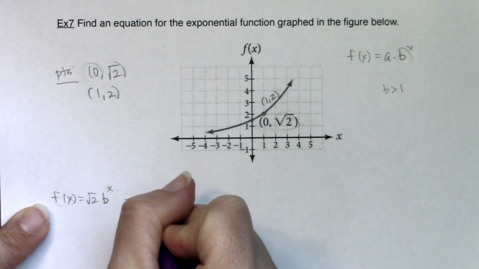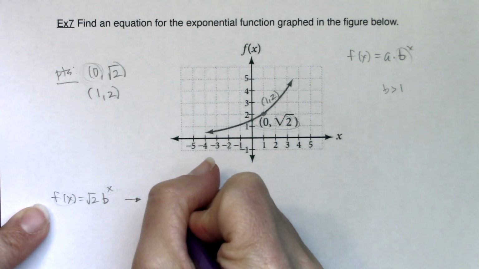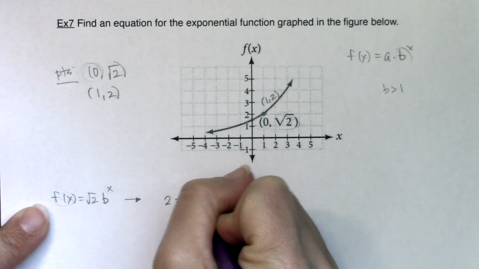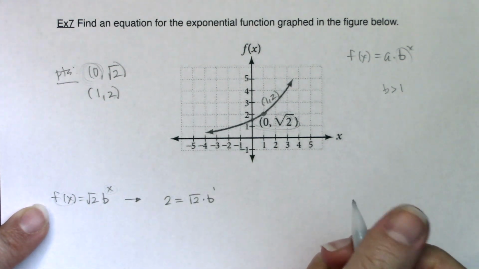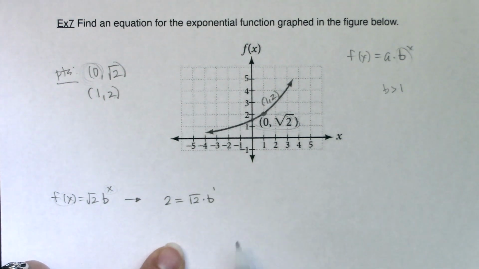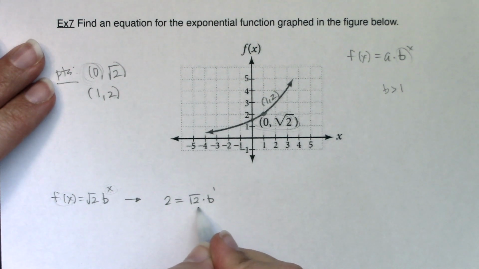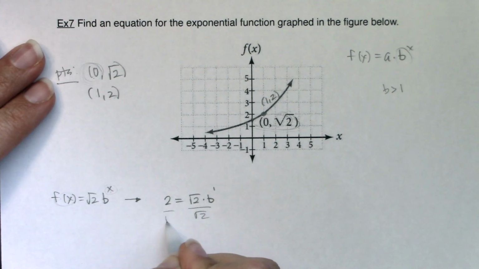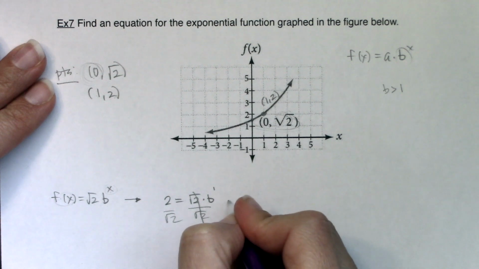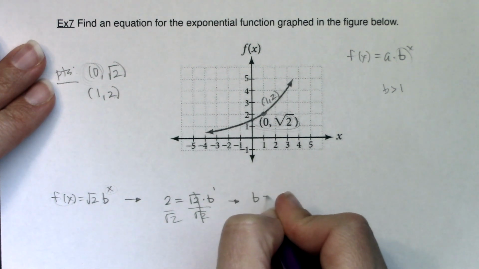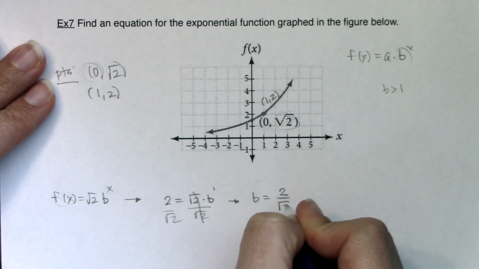So let's go ahead and fill in the ordered pair 1, 2. So this is going to be 2 equals the square root of 2 times b to the 1. Well, I can solve for b, and then I'll pretty much be done, but there's going to be some fun arithmetic to do. So I'm going to divide both sides by the square root of 2. This cancels out. Now I'm going to write it with my variable on the left side. So I have b equaling 2 over the square root of 2.